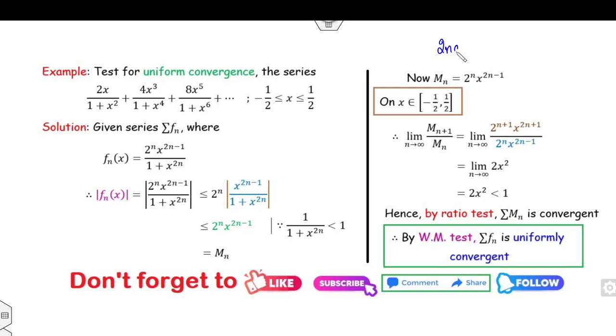This is the second method. You can apply the ratio test. The first method is you can substitute the value of x directly, less than half, and then you can apply the geometric series test.